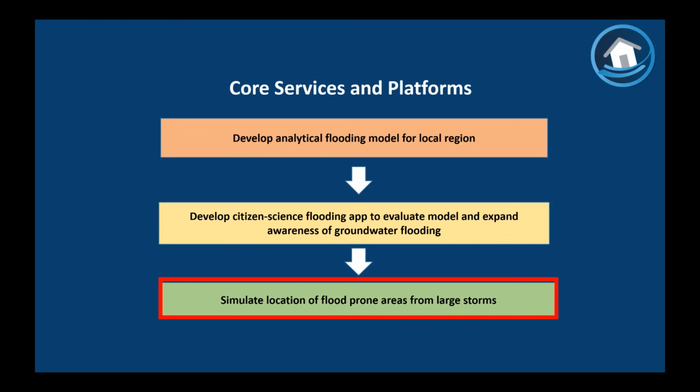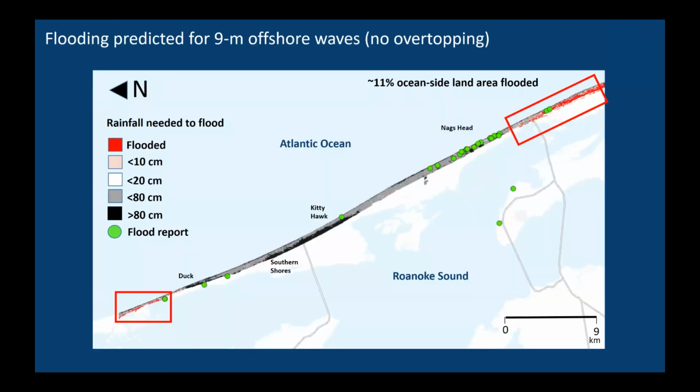Now that we have validated the model, we wanted to apply the model to understand where along the Outer Banks there might be regions that are vulnerable to groundwater-driven flooding during storm events. In this example, we were simulating a storm with 9-meter waves, which would be consistent with conditions during a hurricane or strong nor'easter. We calculated how much additional rainfall would be needed for an area to flood on the ocean side of the island. Regions in red are flooded just by groundwater alone.